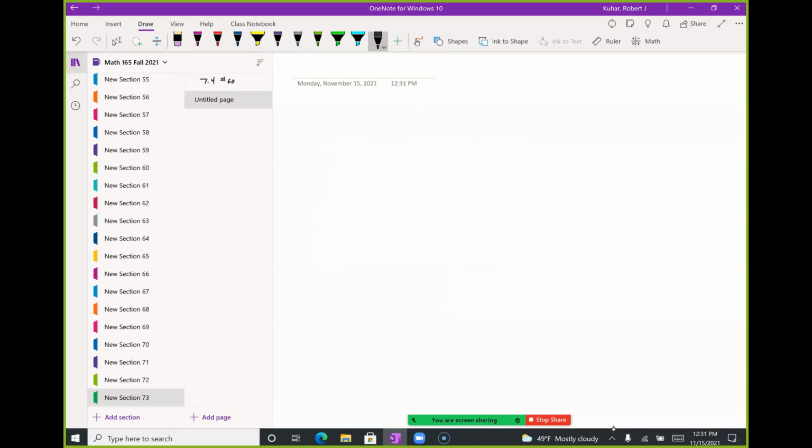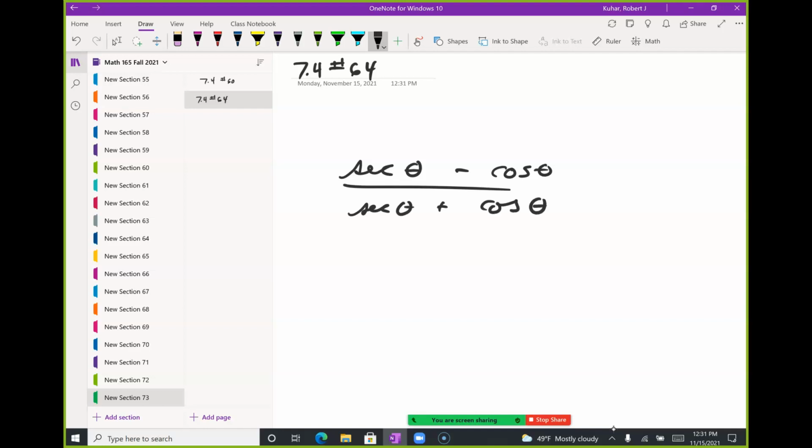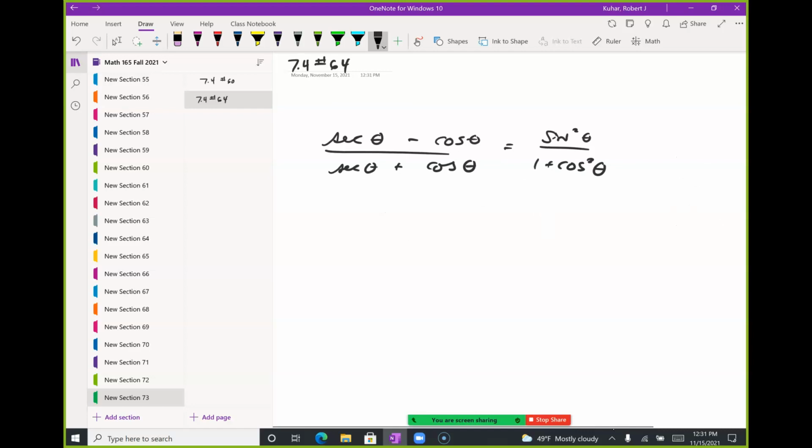So 64. I have secant of theta minus cos of theta, all divided by secant of theta plus cos of theta, equals sine squared theta over 1 plus cos squared theta. Yeah. So clearly the left-hand side is more complicated, right? So I've got a 1 over cosine minus a cosine and a 1 over cosine plus a cosine. I'm working on the left side, right? Secant is 1 over cosine, right?